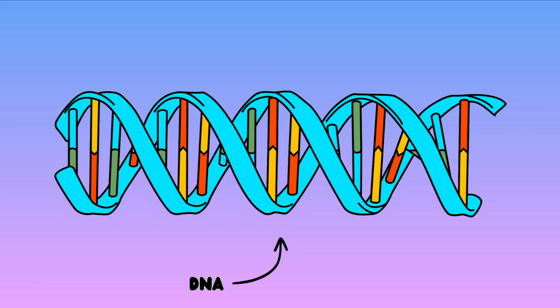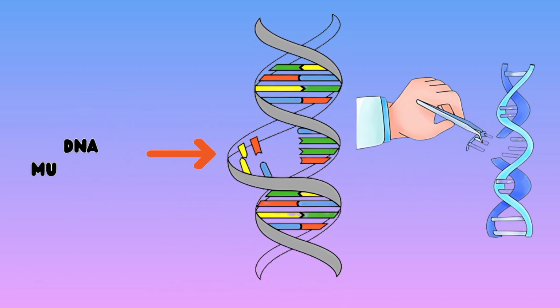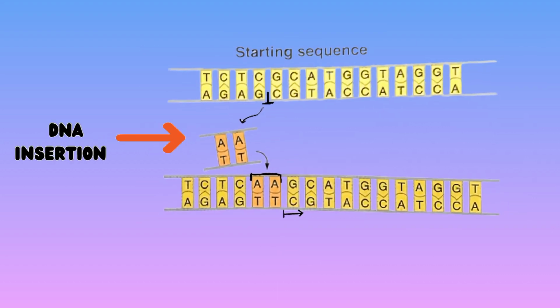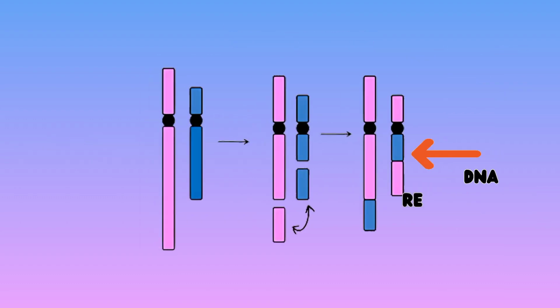These variations can be due to: number 1, DNA mutations, changes in the DNA sequence; number 2, DNA deletions, missing DNA segments; number 3, DNA insertions, extra DNA segments; number 4, DNA rearrangements, changes in the order of DNA segments.